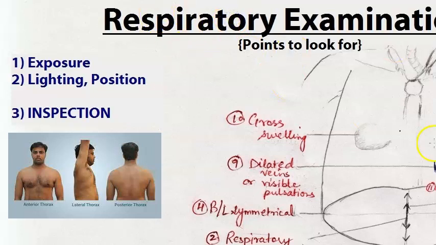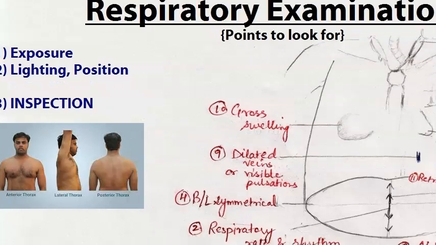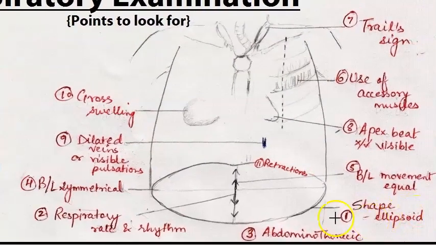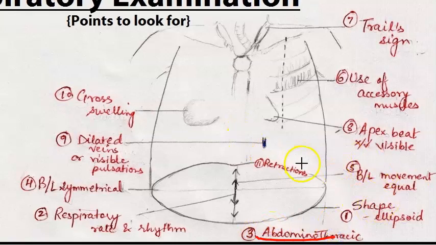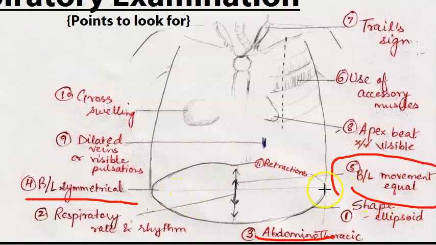Guys, and for this respiratory system, some diagram has been made very nicely by somebody. Just look at this. Anterior thorax, lateral thorax, posterior thorax. Look at everything that you have to look for in the inspection. You have to look for the shape of the chest. They're saying ellipsoid here. Then you look for the respiratory rate and rhythm. Okay, then you look whether it is abdominothoracic or thoraco-abdominal. Then look for if it is bilaterally symmetric, right? The movements. Then bilateral equal movement, symmetric and equal.